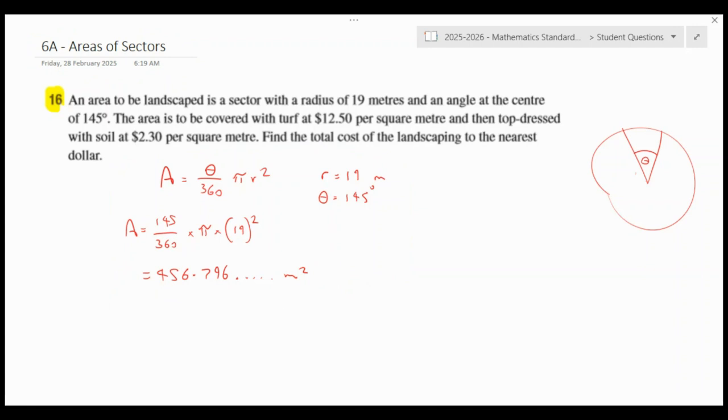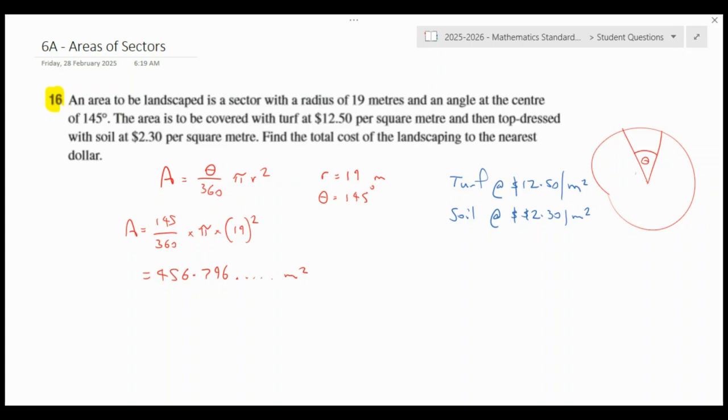We have found the area, so we can now use that to work out how much it's going to cost us. This one says it's going to be covered with turf, so I'm just going to write this down. Turf at $12.50 per square metre. And we've got top dress, and I'm going to call it soil because that makes my life easier. Soil at $2.30 per square metre.